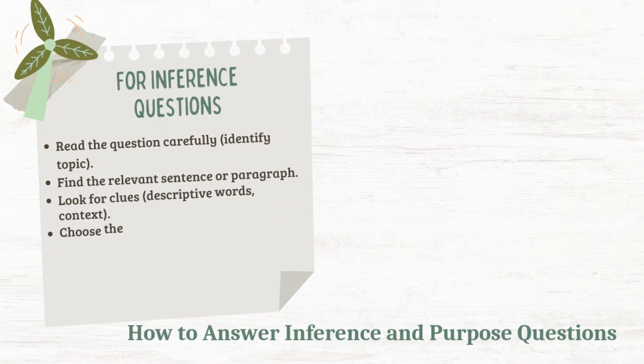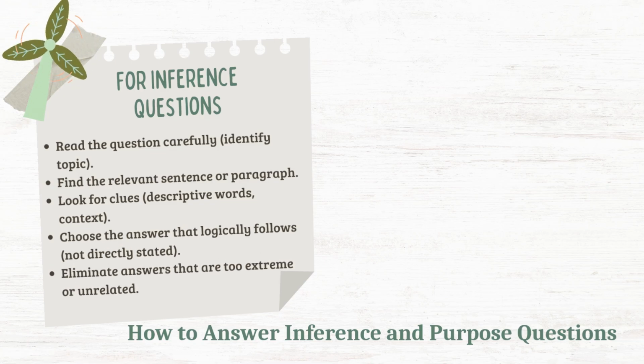Now, let's learn how to answer inference and purpose questions effectively. Let's start with inference questions. First, read the question carefully to identify the specific topic it's asking about, whether it's a place, a person, or an event. Then, find the relevant sentence or paragraph in the passage. This is where your clues will be. Next, look for clues within that text, such as descriptive words, phrases, or the overall context that hints at the implied meaning. Finally, choose the answer that logically follows from these clues but is not directly stated. You should also eliminate answers that are too extreme or completely unrelated to the passage.